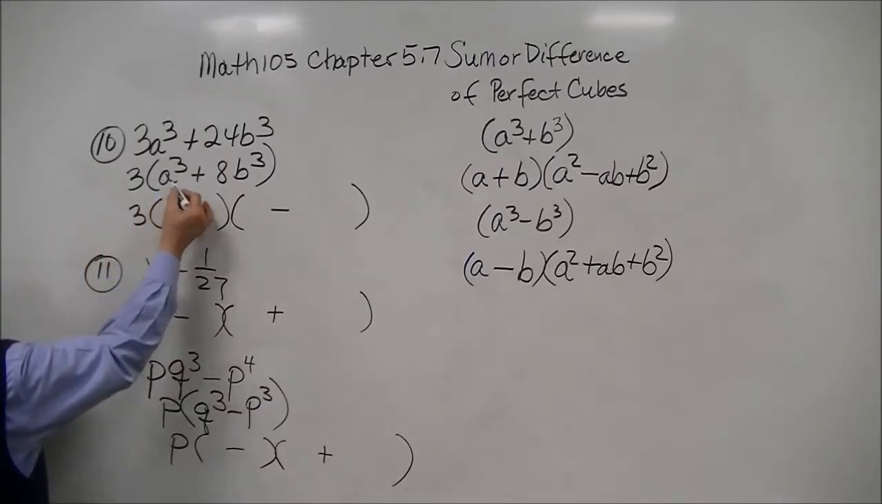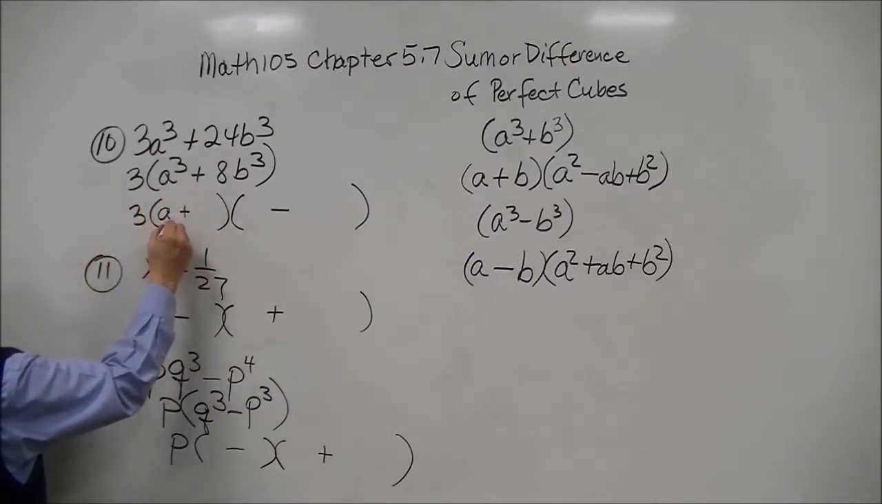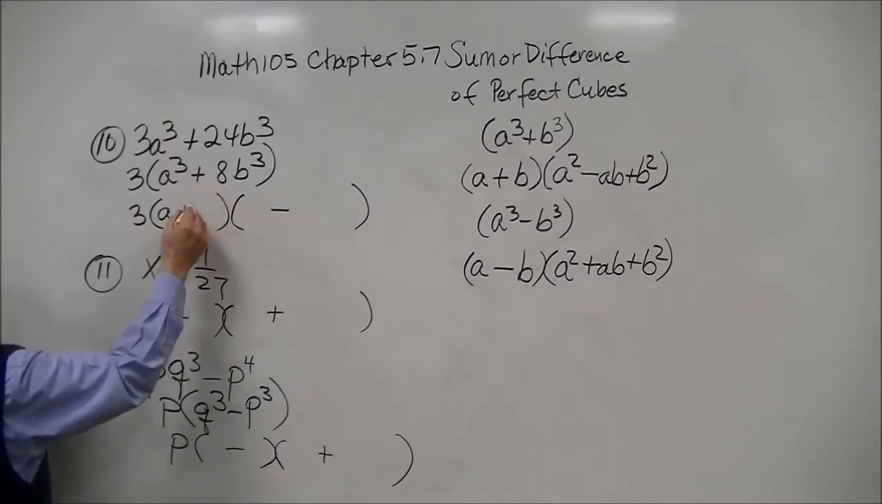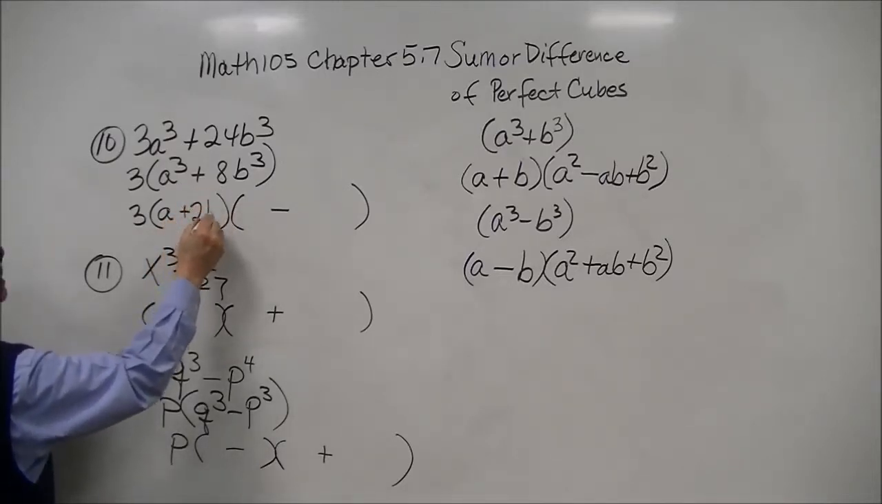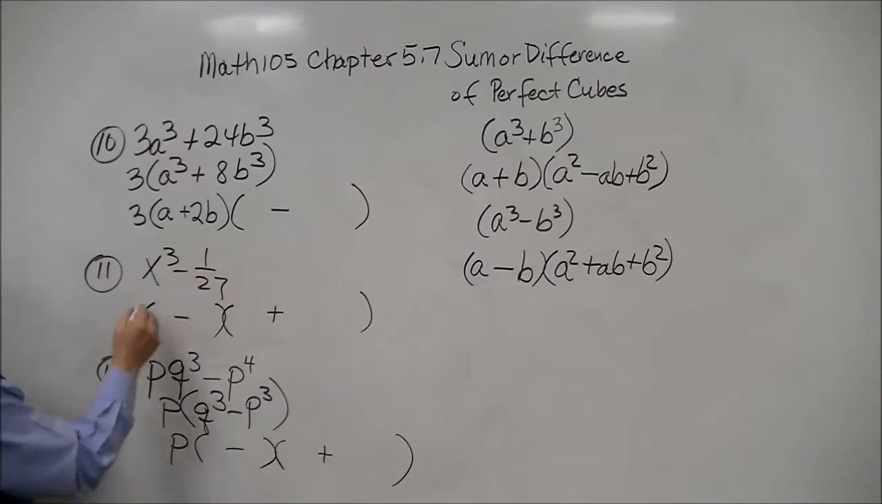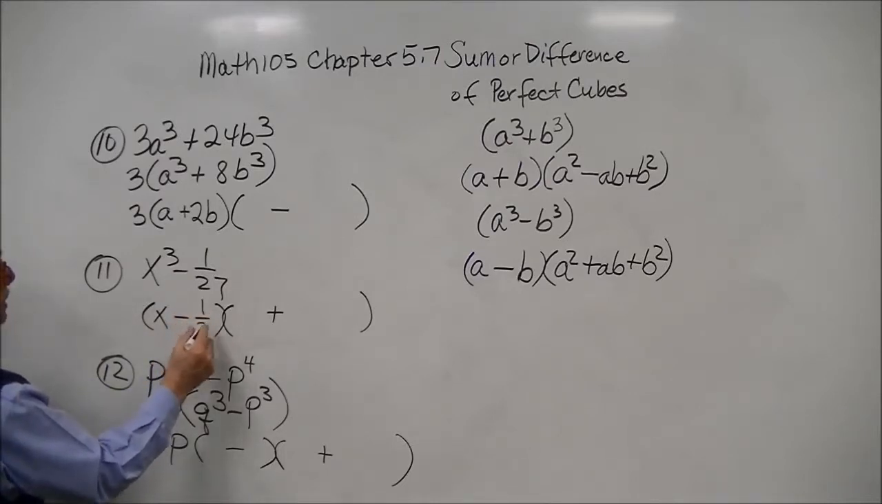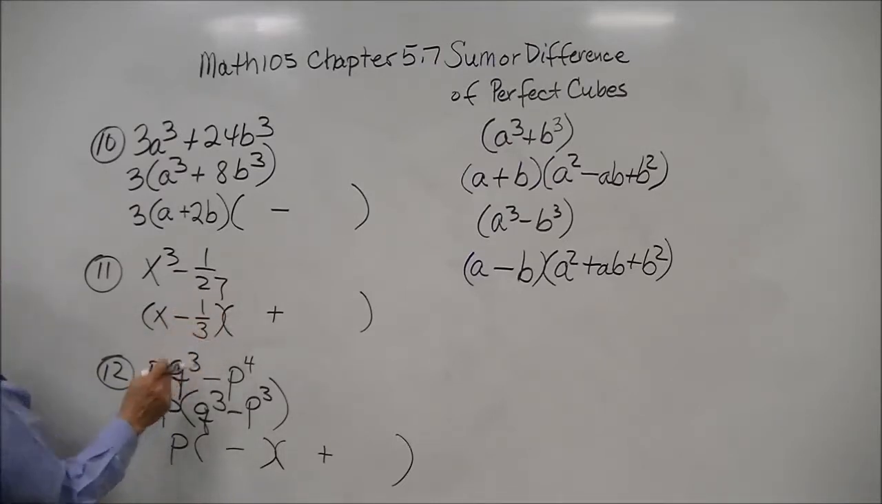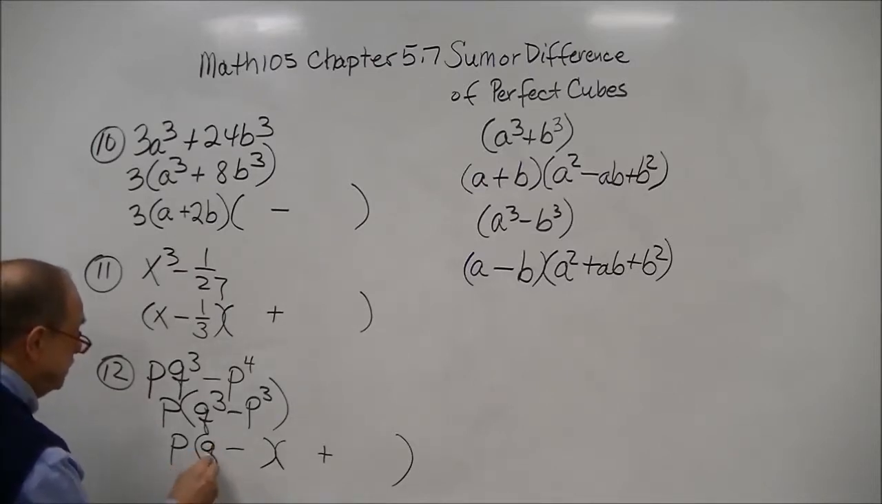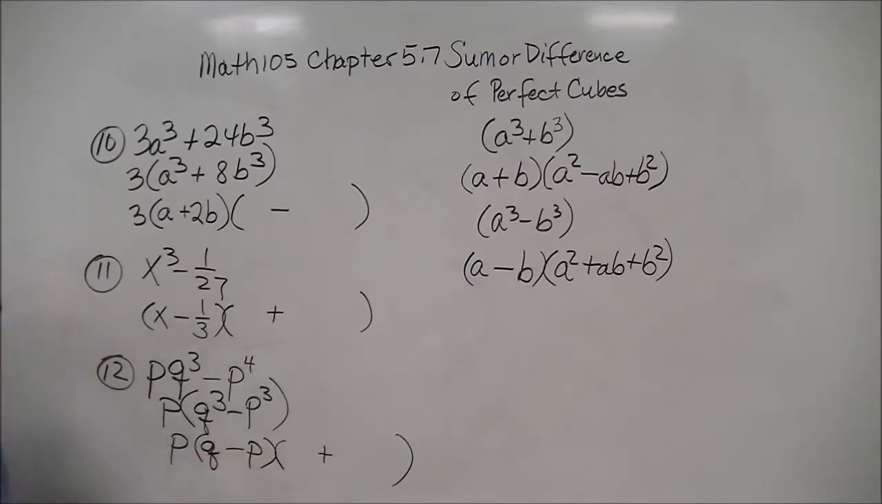Now, the cube root of a to the 3rd is a. The cube root of 8 is 2b. X. This is a little tricky. 1/3, so it's the cube root of 27 is 3. And then this is just q, and this is p.